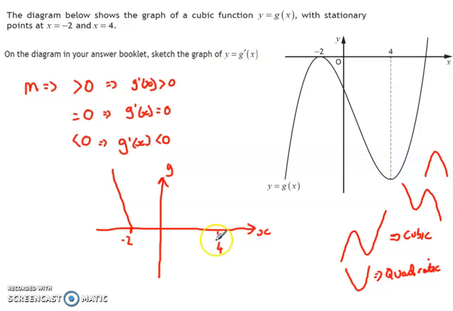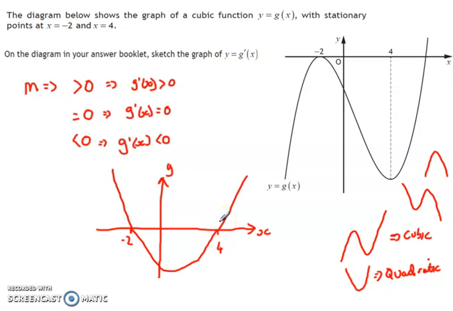So what that means is my derivative is going to be less than 0 the entire way through. So at this point, it's then going to come around and come up that way like that. And then I know my gradient above 4 is positive. So it's then going to shoot off in that manner there. So what this information has allowed me to do is sketch my derivative, which I know is a quadratic, and mark on the key bits of information, i.e. the roots.